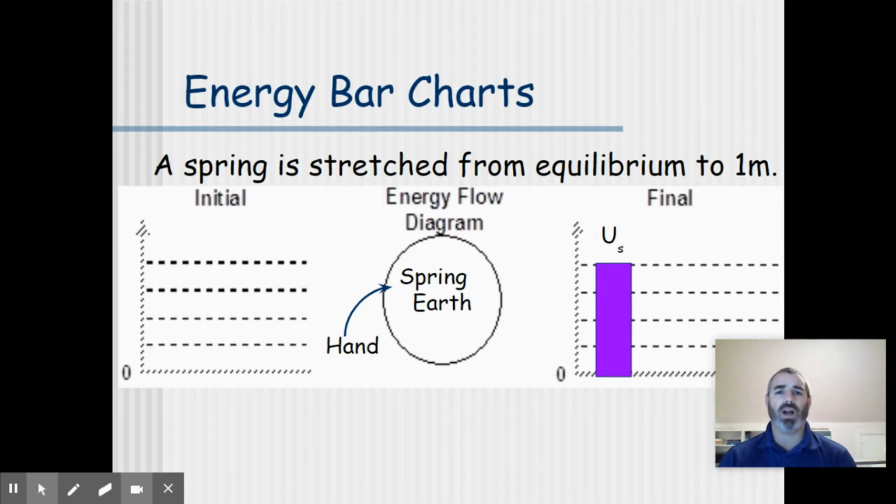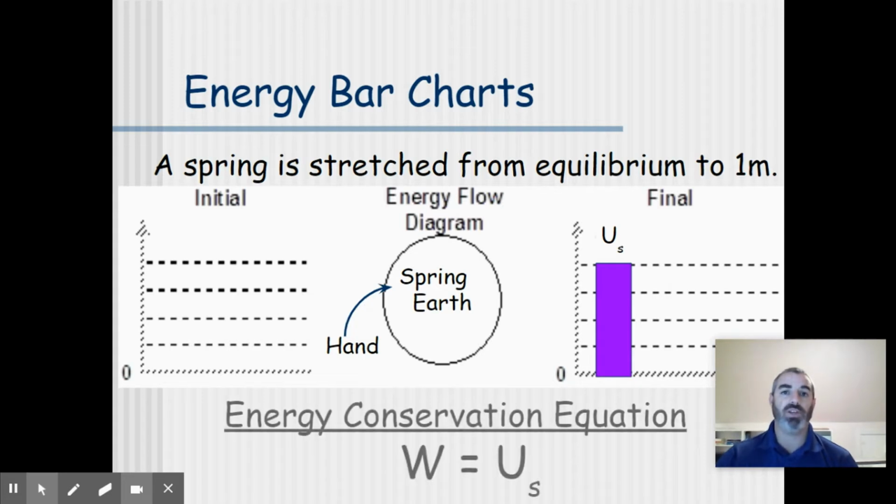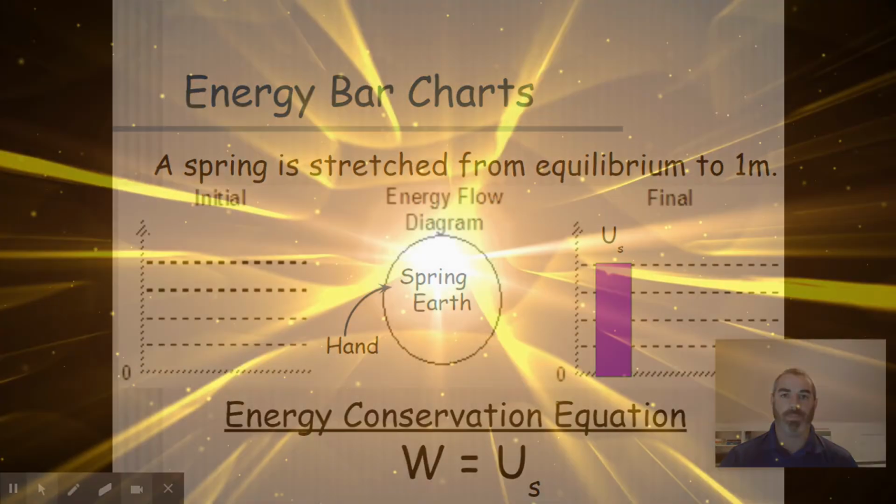So what does our conservation equation look like if we have nothing in the initial? Well, because we have this object, this hand, transferring energy from outside in, that tells us that there's something that is working on the system. When you have an object that is working on the system, transferring energy from outside into the system, that means that W value is not going to be 0 in this case. So our conservation equation is going to look like this: the work is equal to the stored spring energy. The hand had to apply enough force to move the spring and stretch it that 1 meter, so the work is equal to the stored spring energy.